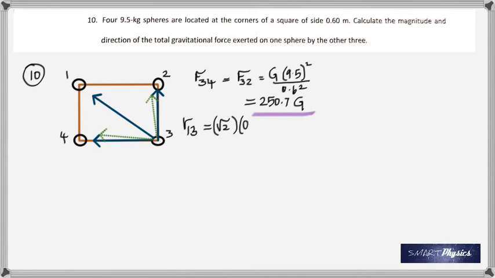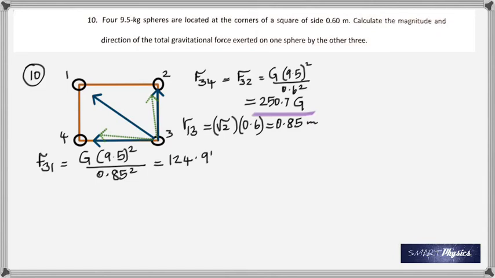Then to find the force on 3 due to 1, you need to find this distance, which is the square root of 2 times the side of the square. So get that first, and that's 0.85 meter. Then use the formula of gravitation to find the force. That is 124.91. Actually, it should be times G, which I will include.